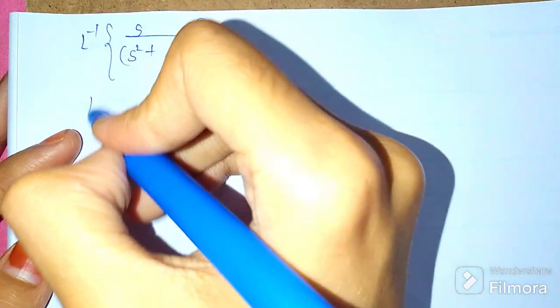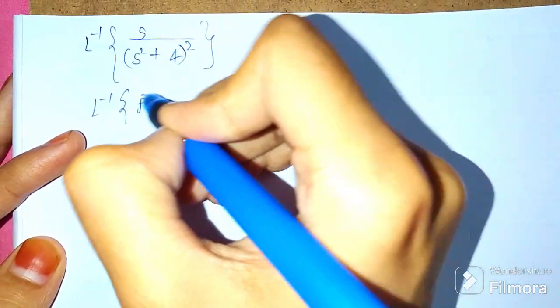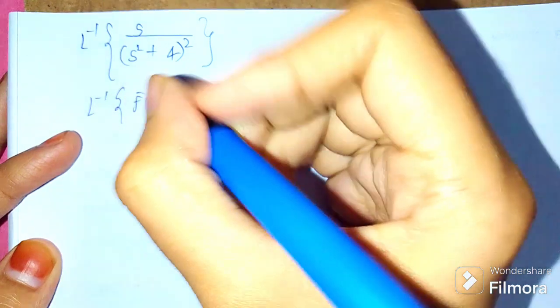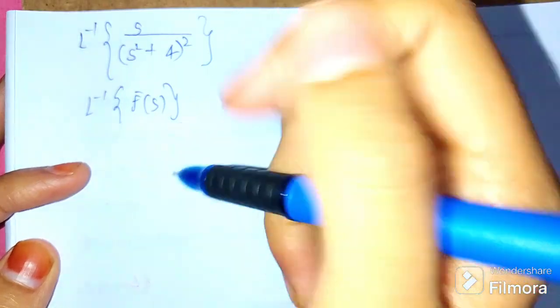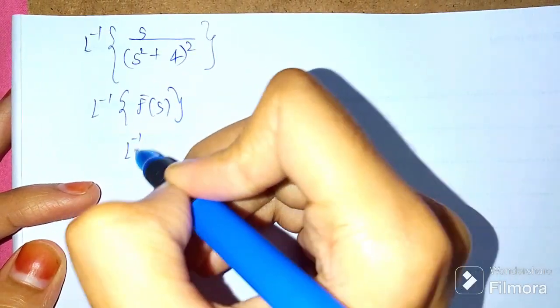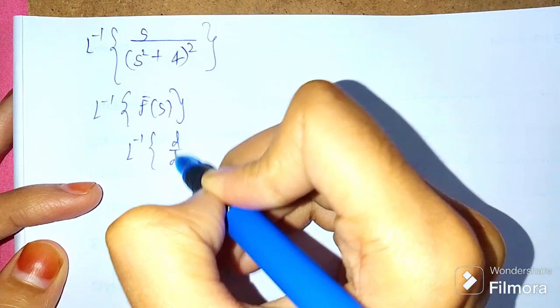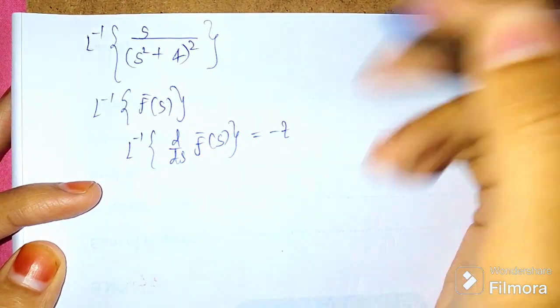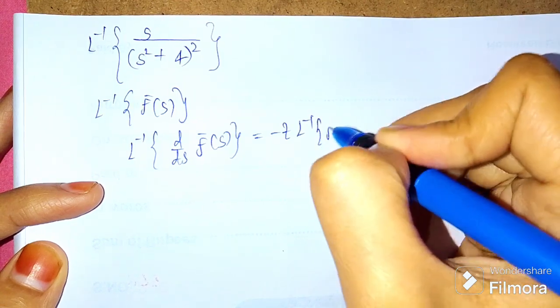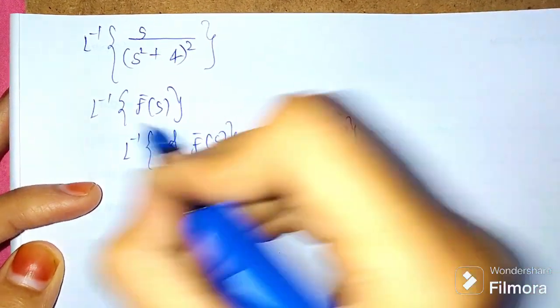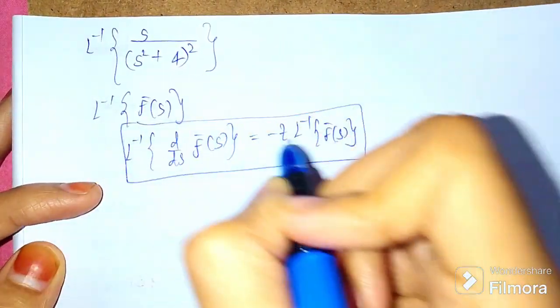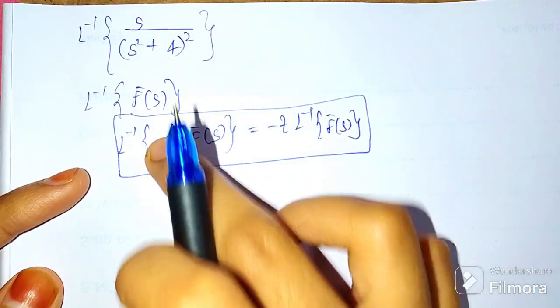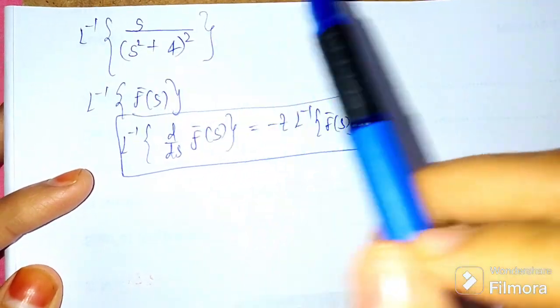So how to find Laplace inverse of f bar of s? Okay, what is the formula I have? Laplace inverse of derivative of f bar of s is minus t f of t, which is this Laplace inverse of f bar. So from this formula I can find out. So now I have to find derivative of this. Do you know derivative of this? Yes.